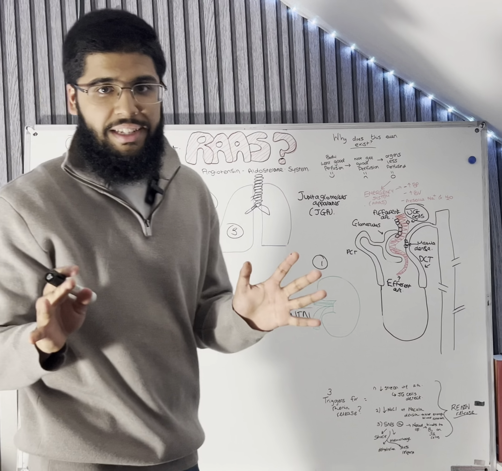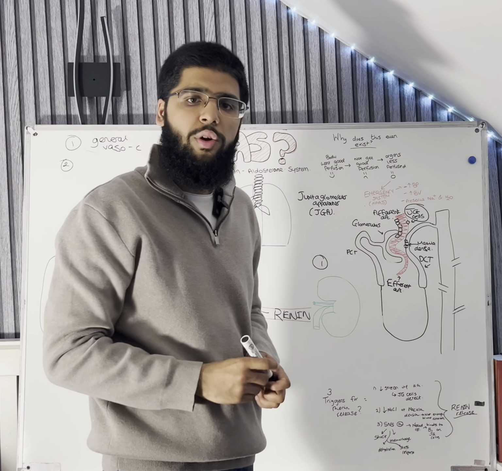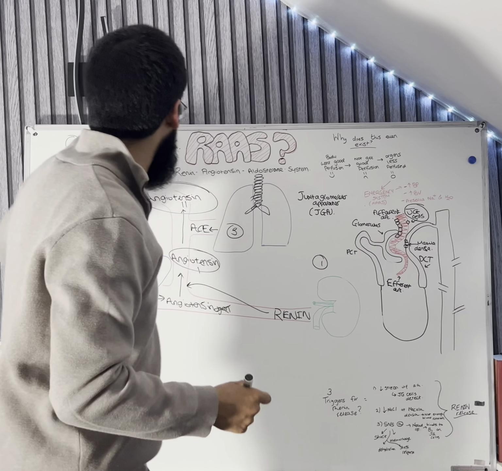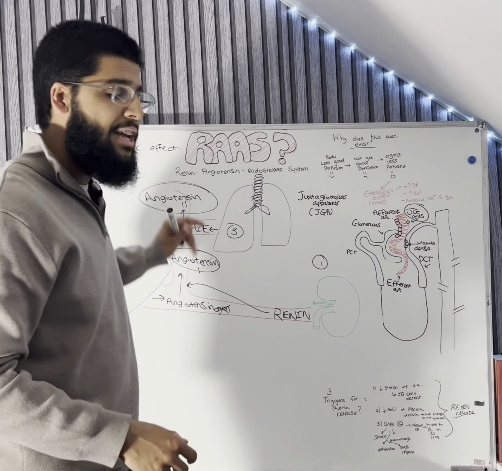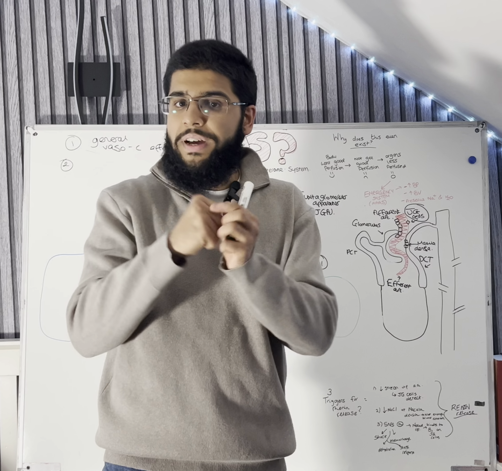Great. Number 2. The second effect it has, let's look back at your efferent arteriole. I said we'll come back to this in a second. So your efferent arteriole is surrounded by essentially a lot of smooth muscle. Your angiotensin 2 is going to work on your efferent arteriole and it's going to cause a vasoconstriction.